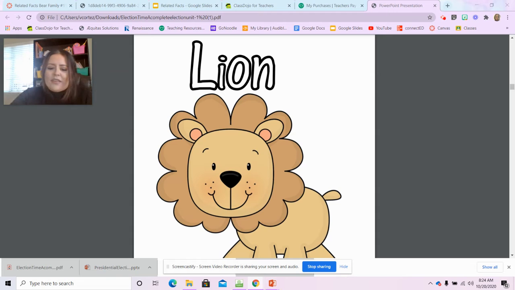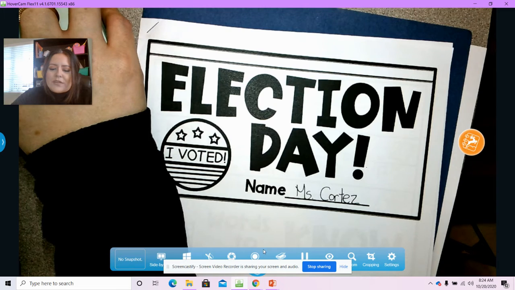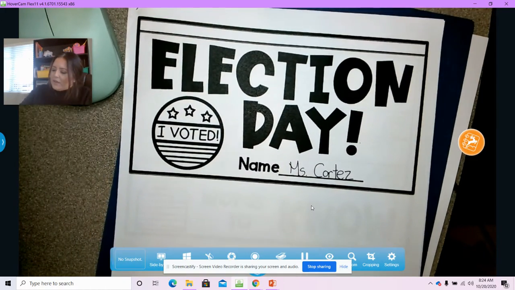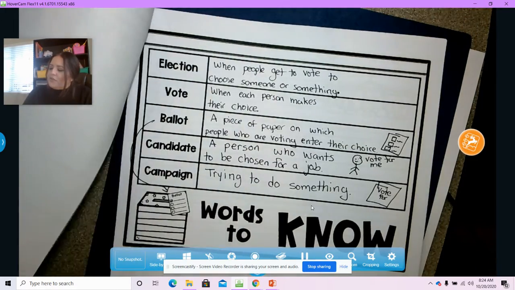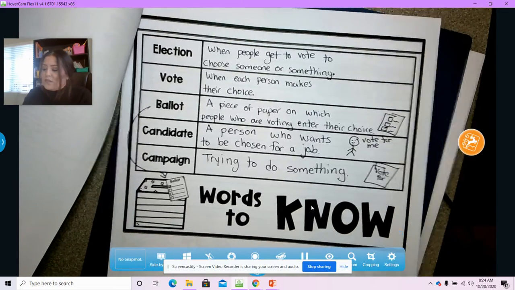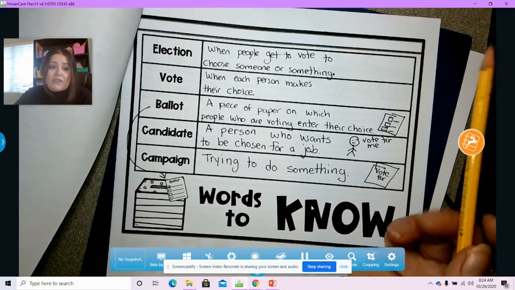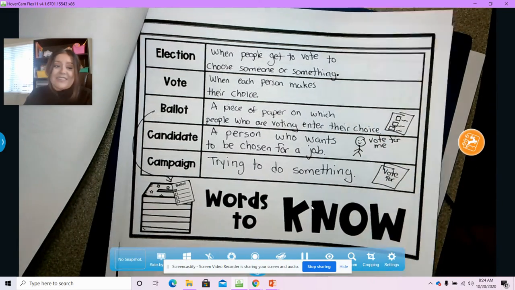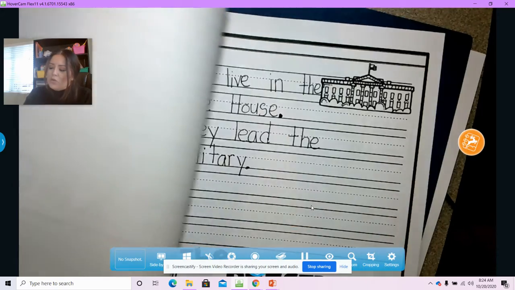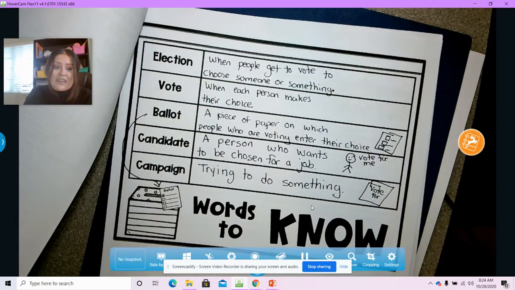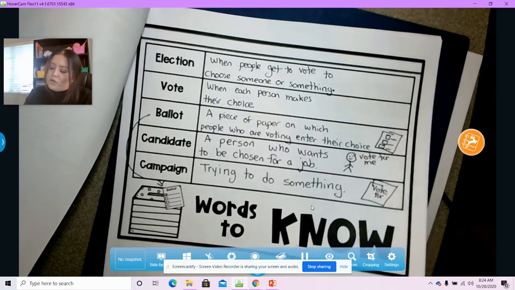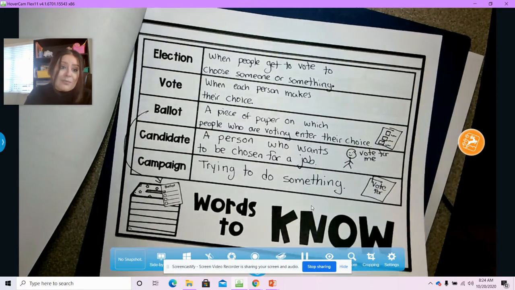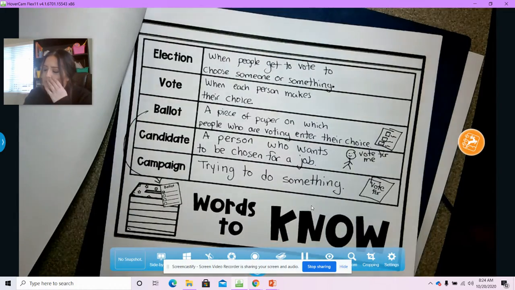All right. This week, we've been talking about elections. So you have this packet and you've been reading about elections. You remember we talked about some of the words to know. An election is a time for people to vote. And the reason we're talking about elections is because the presidential election is coming up, which means that next month, adults are going to get to vote for who they want as the president of the United States. That's a big one, right? Because it's such an important job.